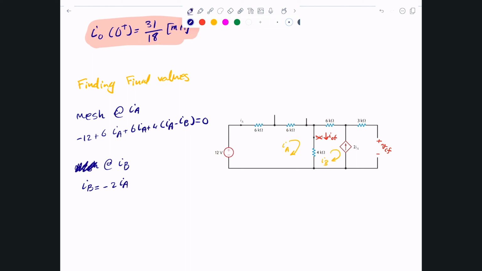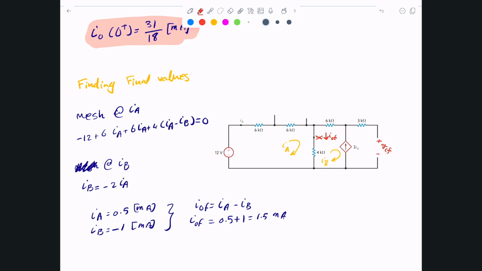We'll end up with simply I of A equal to 0.5 milliamp, and I of B equal to -1 milliamp. What we're after, we'll be using these to figure out, is I naught F, which is simply I of A minus I of B, which is 0.5 minus minus 1, which is 1.5 milliamp. That's one of the final values, the final value of the current that I'm looking for, 1.5.